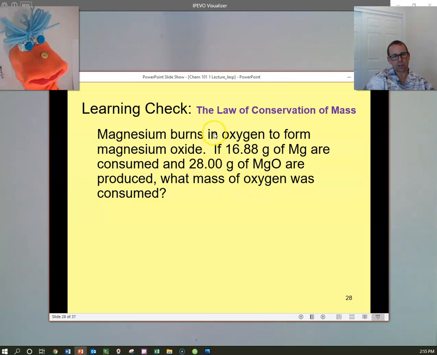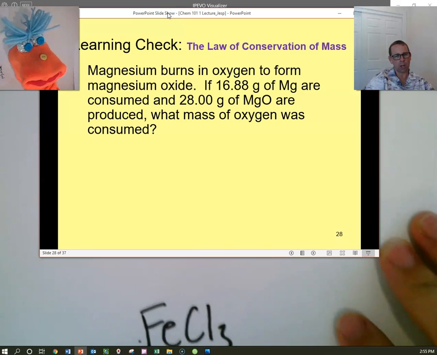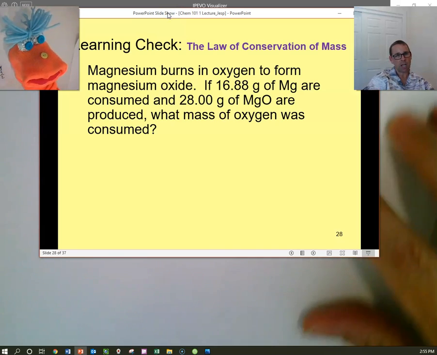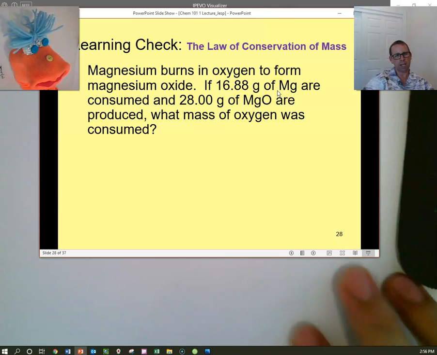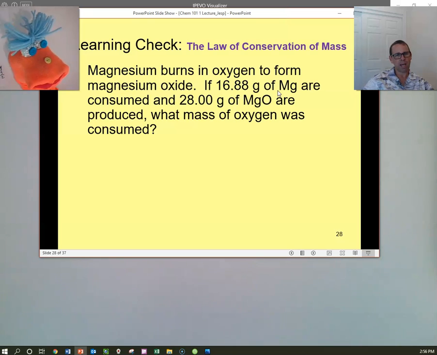So here's an example. If I have a chemical, magnesium, and I burn it in the presence of oxygen to form magnesium oxide, MgO, that's our magnesium oxide. If I know that 16.88 grams of magnesium are consumed and 28.0 grams of magnesium oxide are produced, what mass of oxygen was consumed? How are you going to solve this one?